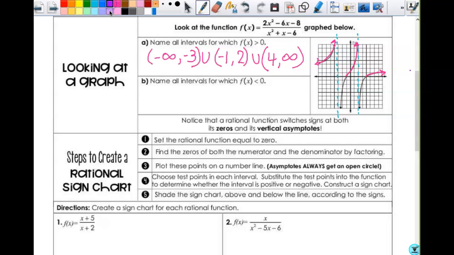So then we're going to name all the intervals for which f of x is less than 0. I'm going to start at negative 3, but I don't actually include it because of the asymptote. I'm going to go to negative 1. I don't include it because I can't include 0. Start back over at 2. Don't include it because of the asymptote. Go to 4. Don't include it because I can't include 0.